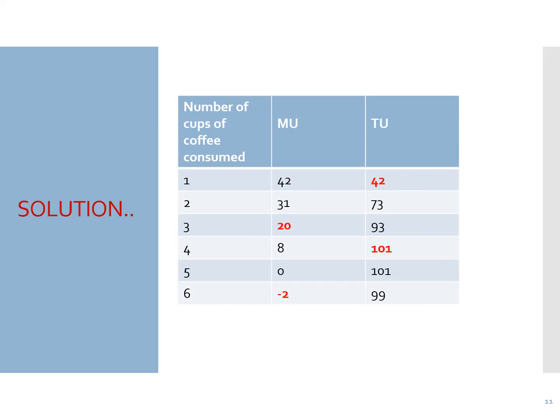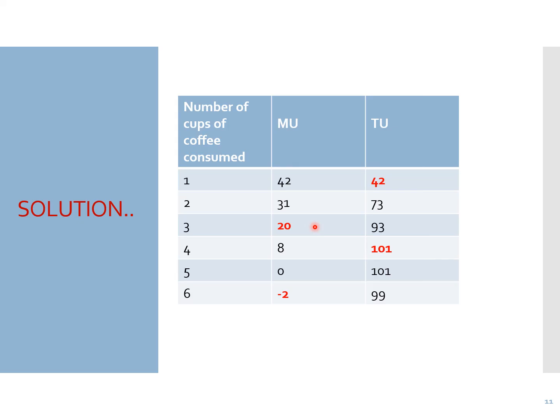There you have it, fairly straightforward. Your first unit, usually they are the same. If we go on to our third, what was the marginal utility of our third cup of coffee? That would be the difference between 93 and 73, which is 20, divided by the difference between 3 and 2, which is 1. So 20 divided by 1 gives me 20.